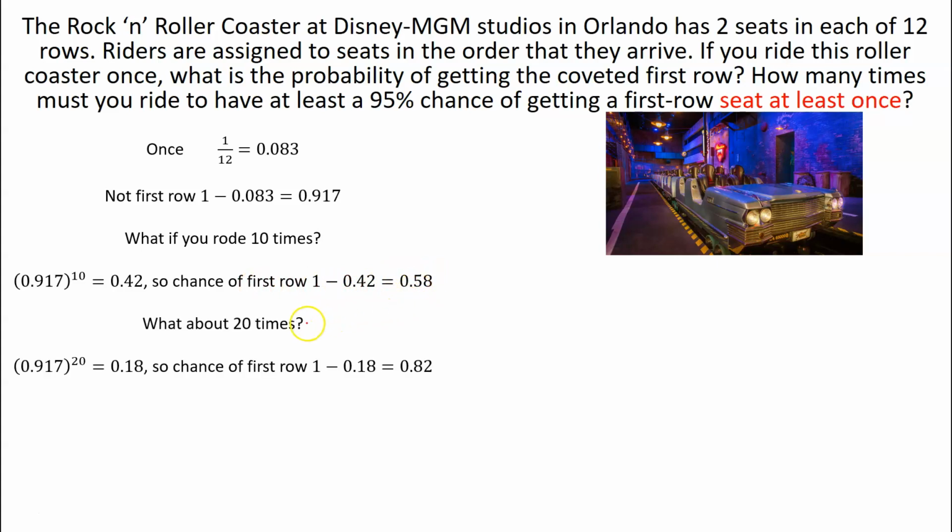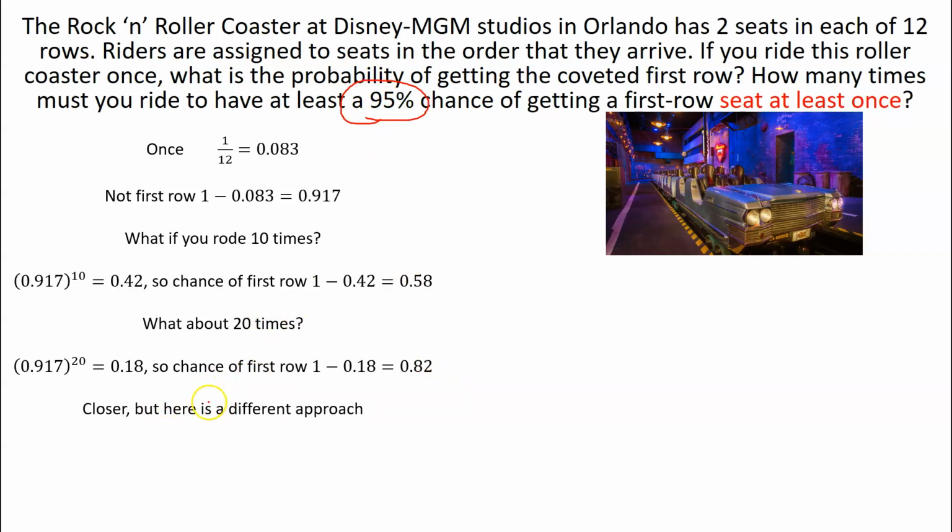What about 20 times? Okay, so again, this is not the first row, 20 times. It's getting pretty small chance. So then the chance of having ridden it is 1 minus that, which gives us a growing chance. And of course, where I'm going with this, okay, after 10, there's my probability of getting it once. After 20, there's my probability of getting it at least once. But I want to know, when is it going to be 95%?